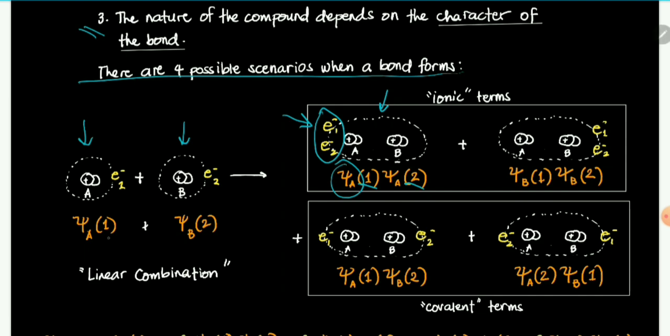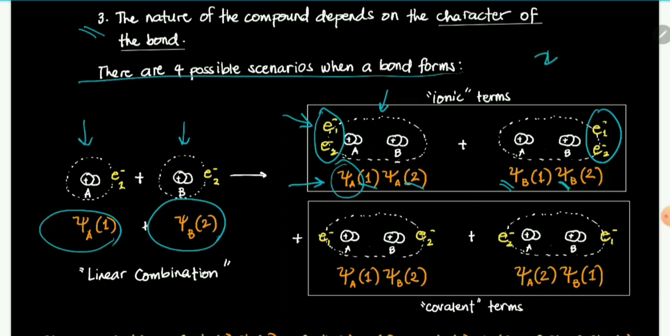Kasi sa simula, you have psi A, which contains electron 1, psi B contains electron 2. So, kapag nag-bond na sila, yung isang probability makikita natin na nasa A o nasa atom A yung majority ng electron density. Okay? So, pwede rin naman mangyari na nasa B yung majority ng electron density. Kaya meron tayong psi B1, okay? Ibig sabihin yung electron 1 nasa psi B, pati yung electron 2 nasa psi B.